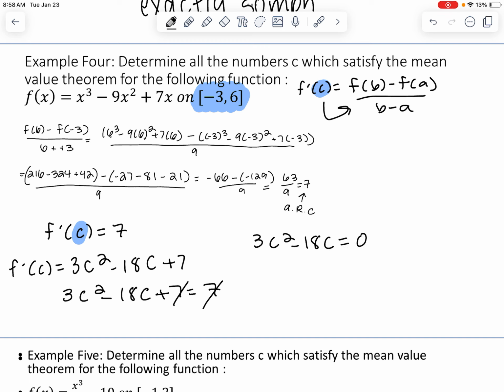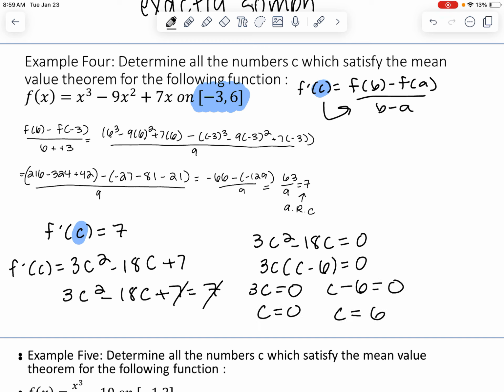And that's a quadratic, so I'm going to factor. If I look at 3C squared and 18C, it's only two terms, so I don't need to factor in the traditional way where you'd have x plus 3 times x minus 2. I'm just going to factor out the greatest common factor, which is 3C. So I'll have 3C times C minus 6 equals 0. And then I'll set both of those equal to 0. I'll get C equals 0 and C equals 6. And those are my two answers.